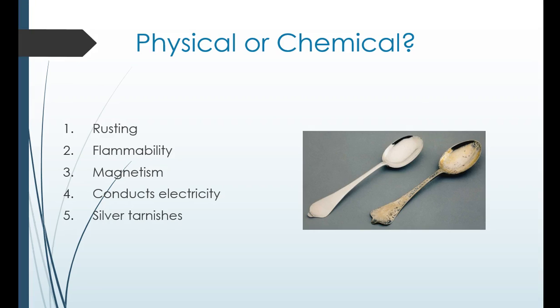Silver tarnishes. If you have anything silver, like maybe your grandma's silverware, and you have to polish it, silver turns black over time, and that is actually a chemical reaction. So the ability for silver to tarnish is a chemical property of silver. Melting. Even though the form changes shape, going from a solid to a liquid, the actual matter itself is not turning into a new substance. So melting, freezing, boiling, all of those things are physical properties.